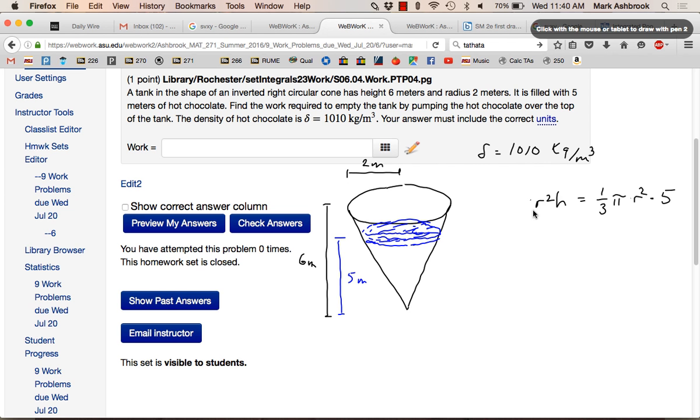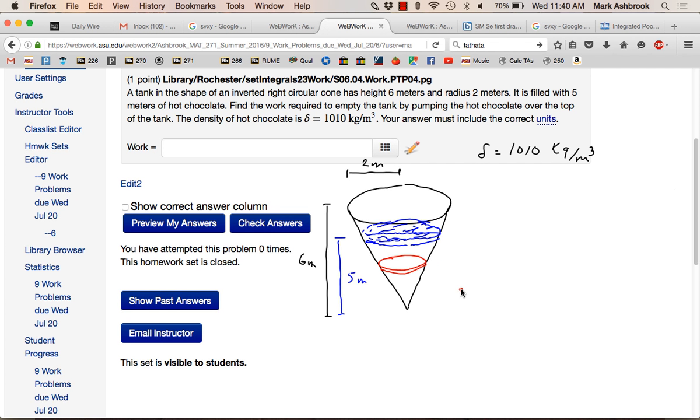With these emptying tanks, you always have to find an element for which you can calculate an amount of work. That means an element where it all travels the same distance. So what kind of element is that? This is a pancake, right? If you take a horizontal slice, you're going to get a pancake in this case.